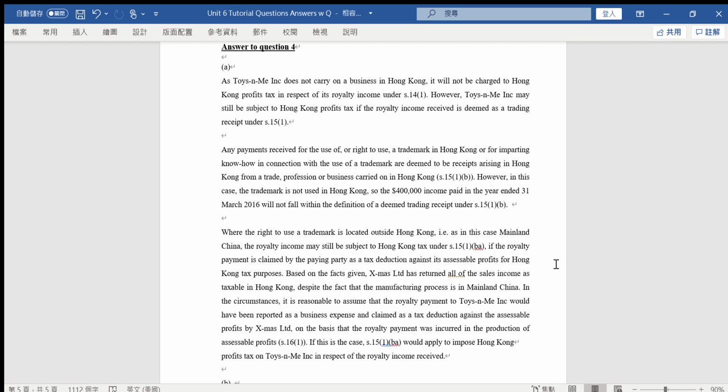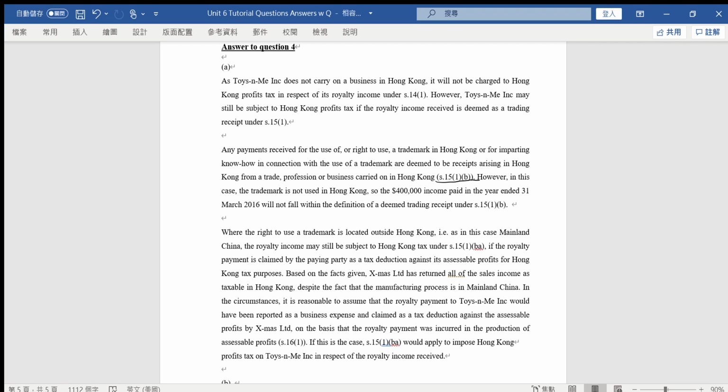Then you should discuss the conditions. That means the company carries on a trade, business or profession in Hong Kong, makes a profit, and the profit arises in or is derived from Hong Kong. But you will find that this company does not carry on business or trade in Hong Kong. Because of that, section 14 cannot be applied. Then we will apply another one, section 15.1B.